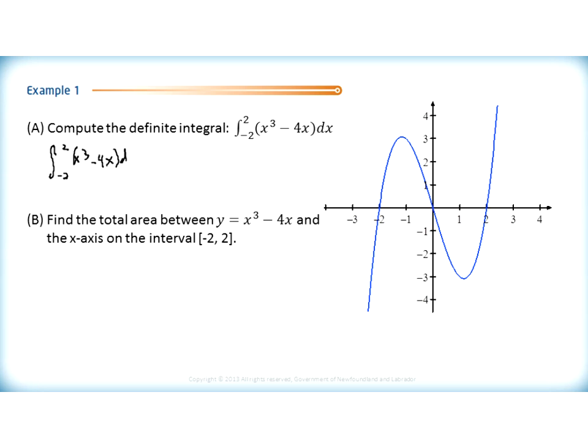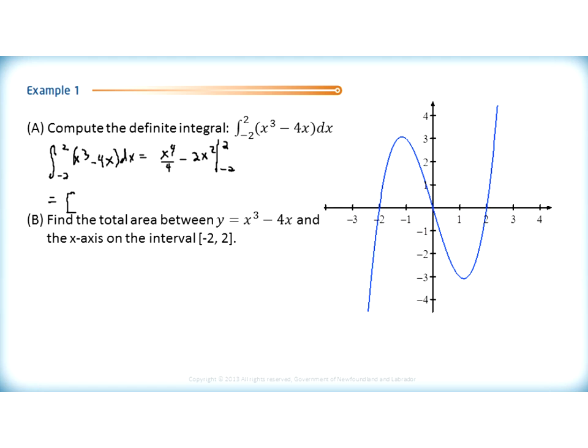Okay. So I'm just going to do the antiderivative bit first. So that's going to be x to the power of 4 over 4 minus 2x squared, because it's 4x squared all over 2. And I'm going to want to evaluate from -2 all the way up to +2. So I want to find the difference between what we get at -2 and what we get at +2. So what's that going to be?